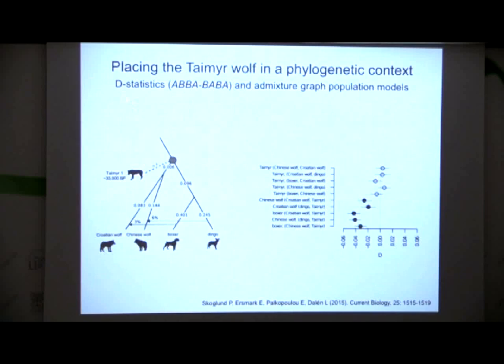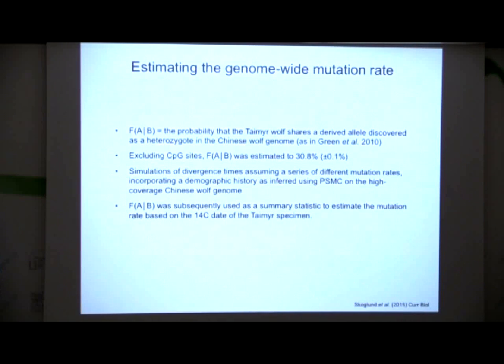The Taimyr wolf we expect to be up here, fairly significantly differentiated from the common ancestor between wolves and dogs, but it turned out to be non-significant. But maybe that's just a power issue. Who knows? So how do we address this? And what Pontus suggested to do was to then use simulations to try to address this using something called FAB, which is a statistic where we estimate the probability, I have to almost read this, that the Taimyr wolf shares a derived allele discovered as a heterozygote in the Chinese wolf genome.